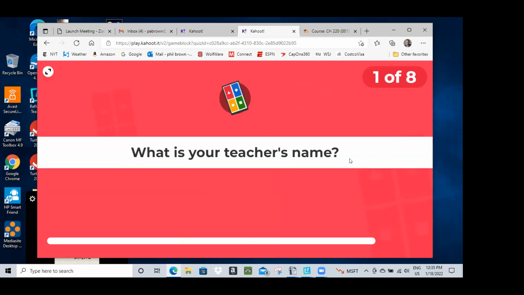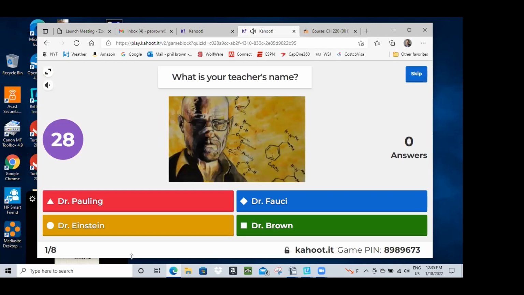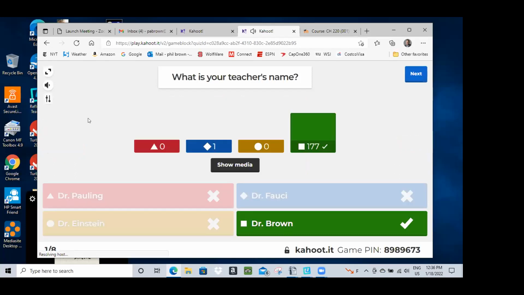What is your teacher's name? So you get to choose from these 4 different options. Dr. Pauling, Dr. Einstein, Dr. Fauci, Dr. Brown. So you just choose one. Don't choose more than one, because you obviously only have one teacher in this particular Kahoot. This gives you a countdown. This tells you how much time is left for you to answer. Now, I adjust that.